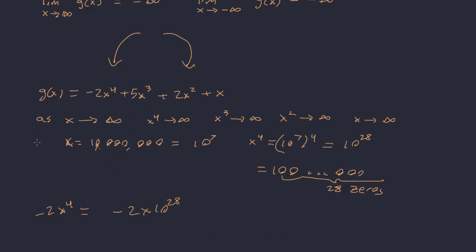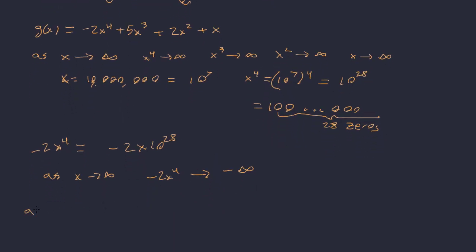Okay, so as x goes to infinity, negative 2x to the fourth goes to negative infinity. So when we put all these little pieces together, as x goes to infinity, negative 2x to the fourth plus 5x cubed plus 2x squared plus x is going to go to negative infinity. This will go to plus infinity, plus infinity, plus infinity. All these are going to infinity.